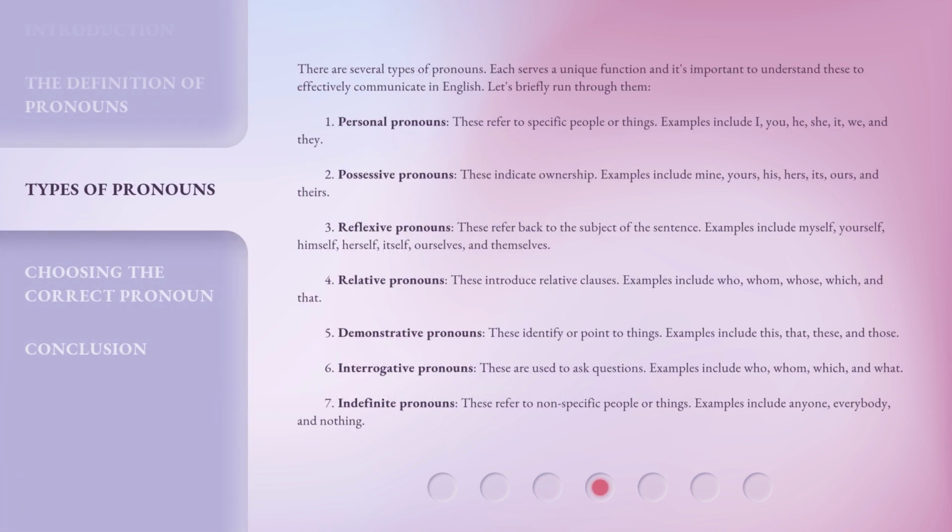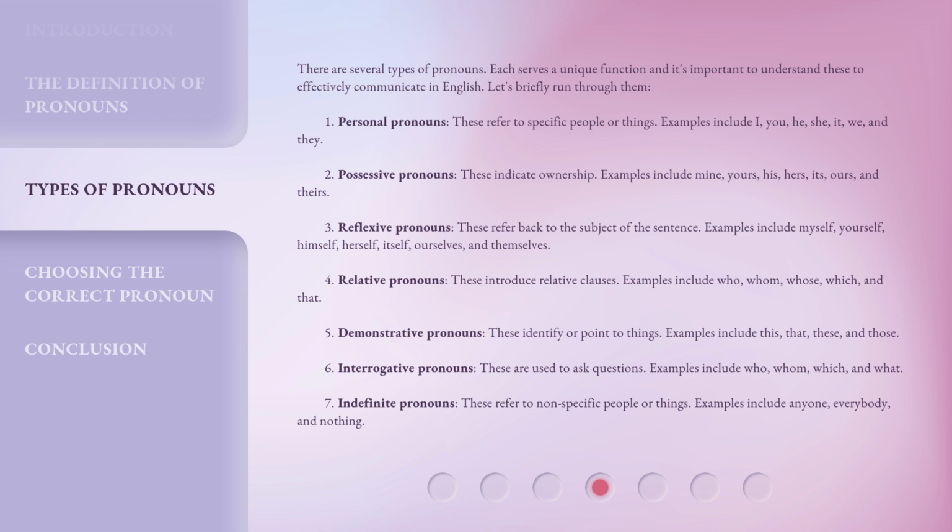There are several types of pronouns. Each serves a unique function, and it's important to understand these to effectively communicate in English. Let's briefly run through them. 1. Personal pronouns. These refer to specific people or things. Examples include I, you, he, she, it, we, and they.